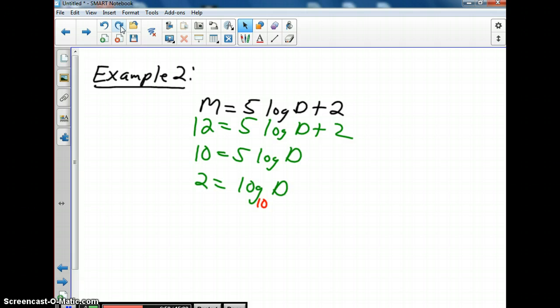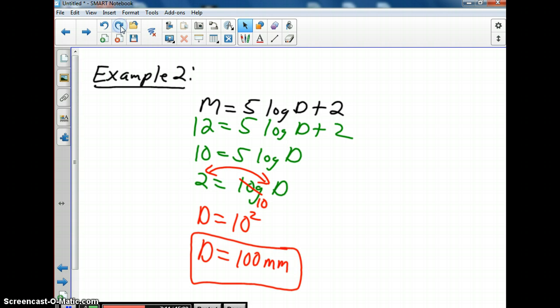Now tell me what the steps are. To solve this, what do you do? Drop the log and make the switch. That's what you're going to see now. Drop the log, make the switch. So tell me what you're going to write down. D equals 10 squared. How much is 10 squared? 100. So D equals 100 millimeters. Beyond simple. That's the second problem. I know, it's super simple, isn't it? It looks like it's hard, it's not.